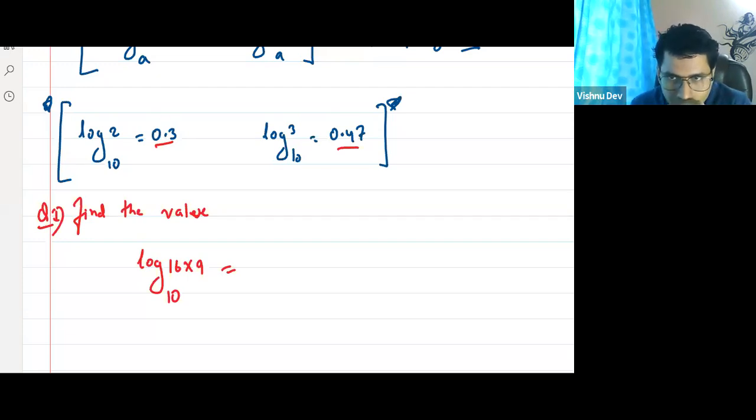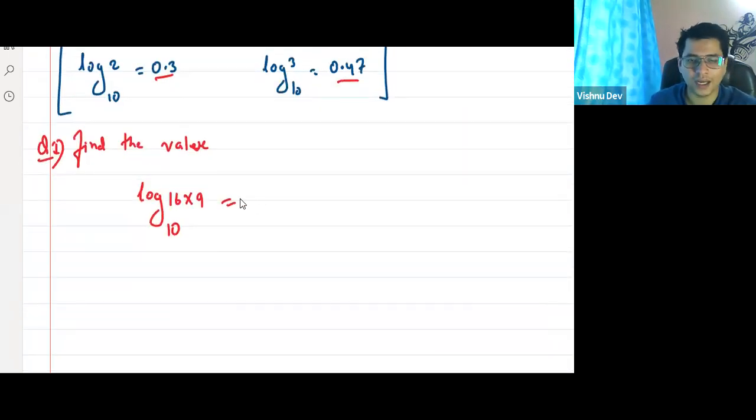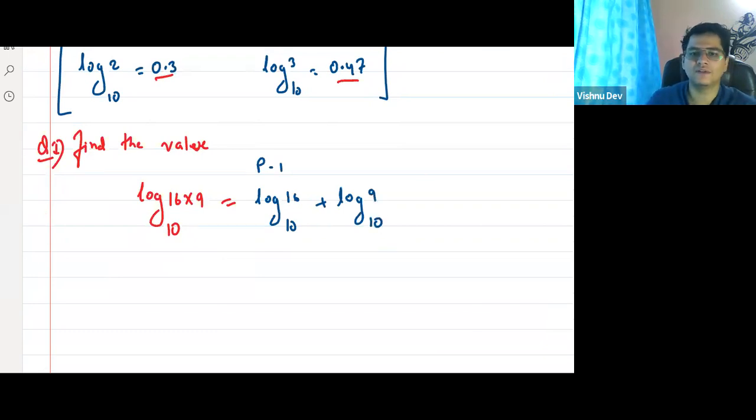No, that's wrong. Let's solve it step by step. It is log of 16 into 9. First use property 1. After using property 1, I can write it like this: log 16 base 10 plus log 9 base 10. Yes or no? Everyone has done this, right?